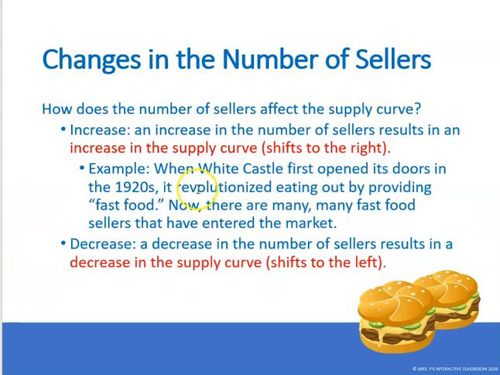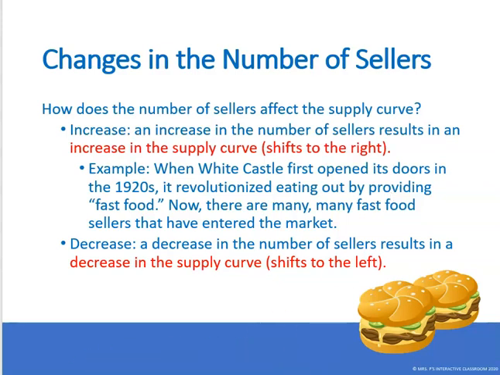How does the number of sellers affect the supply curve? For example, if there were to be an increase in the number of sellers, that results in an increase in supply, which is a shift to the right, because there are more sellers, so more things are being made. For example, when White Castle first opened its doors in the 1920s, it revolutionized eating out by providing fast food. Now there are many, many fast food sellers that have entered the market.